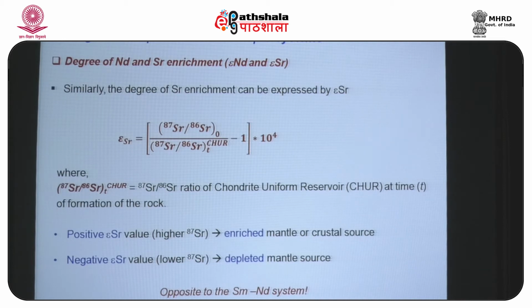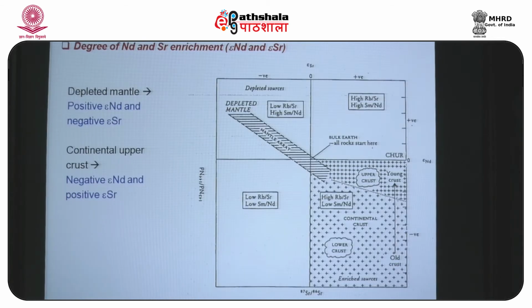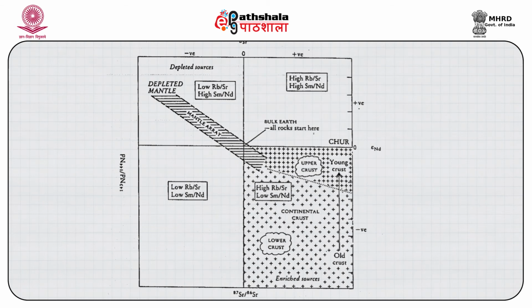So, neodymium is enriched in the mantle, but strontium is poor in the mantle, and vice versa. Based on this concept, what we have just developed about epsilon neodymium and epsilon strontium, we can develop a diagram where epsilon strontium is on the x axis and epsilon neodymium is on the y axis, and the different sources of the rock are plotted in the diagram.